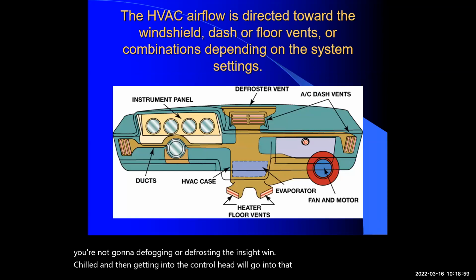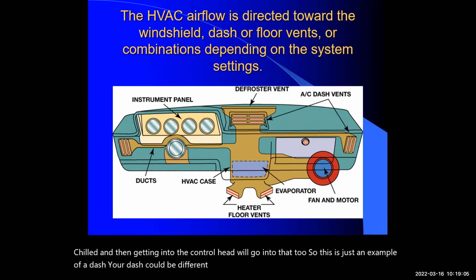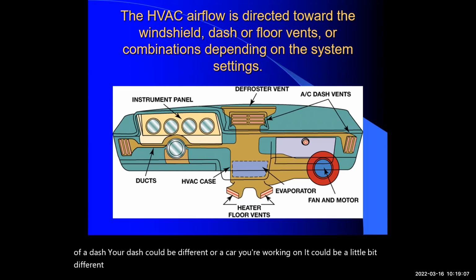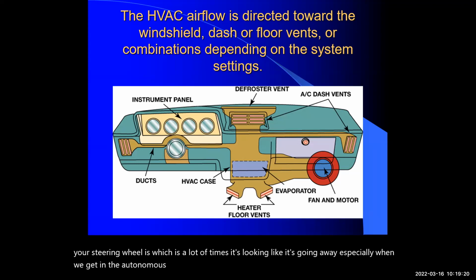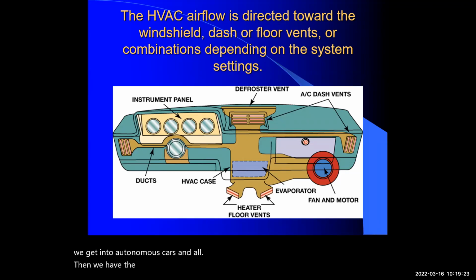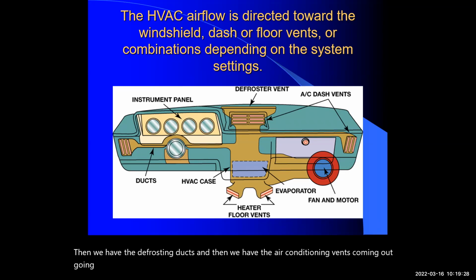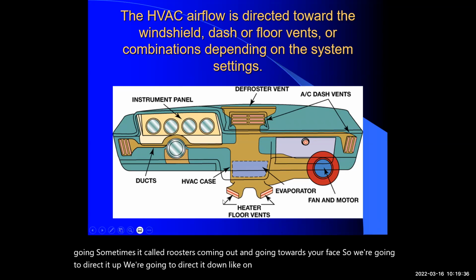So this is just an example of a dash. Your dash could be different, or a car you're working on could be a little bit different too. But it does show some basics, of course, your instrument panel where your steering wheel is, which a lot of times it's looking like it's going away, especially when we get into autonomous cars. Then we have the defrosting ducts, and then we have the air conditioning vents, sometimes called registers, coming out and going towards your face, or we're going to direct it up, or direct it down, like on the heater floor down at the bottom here.